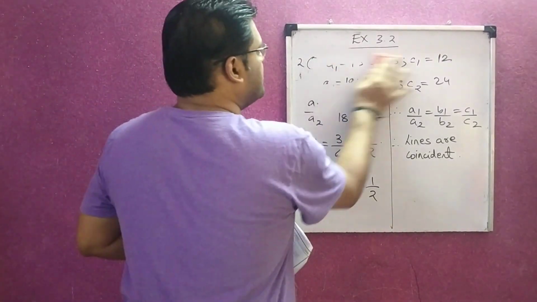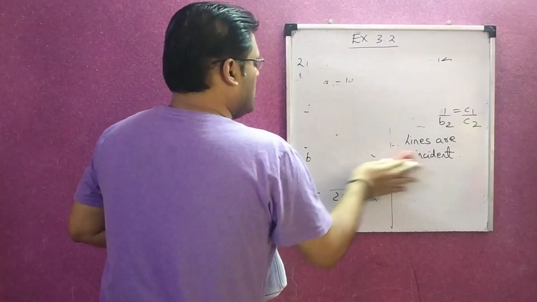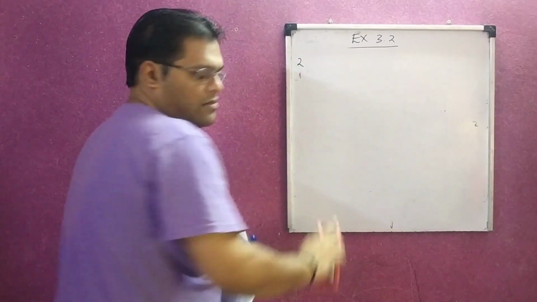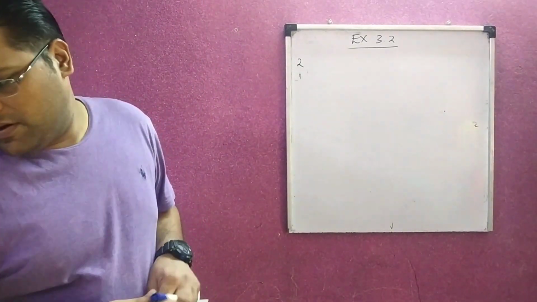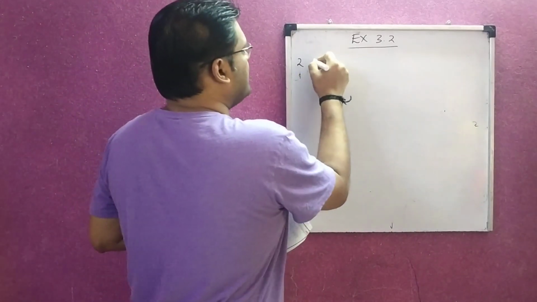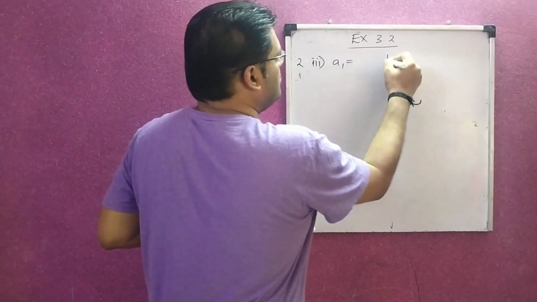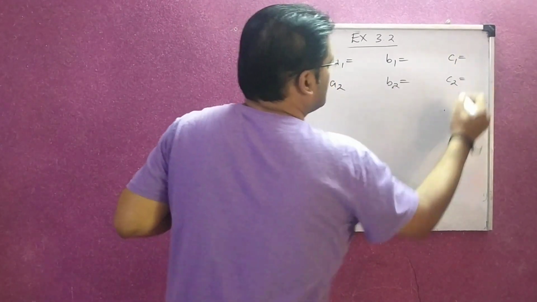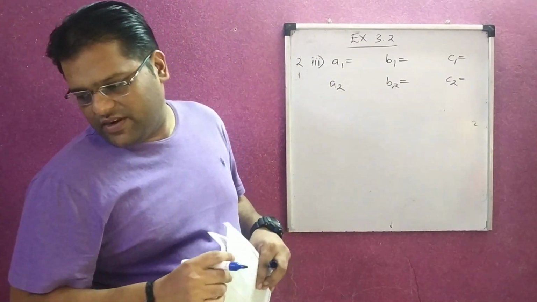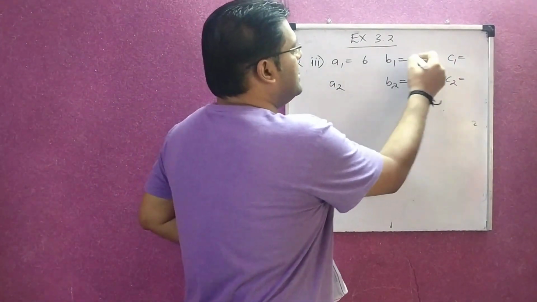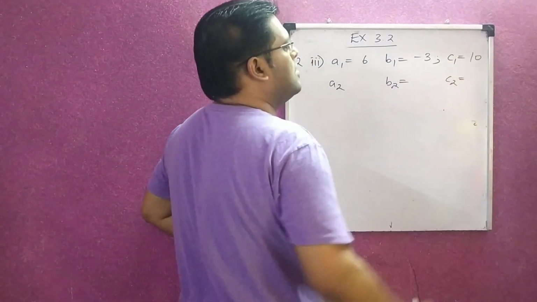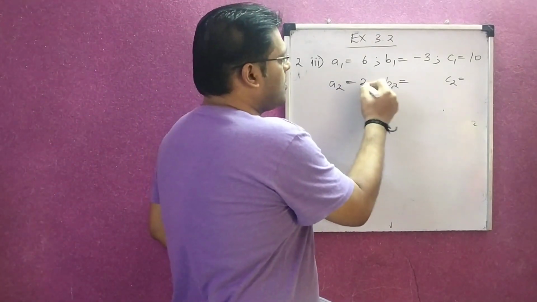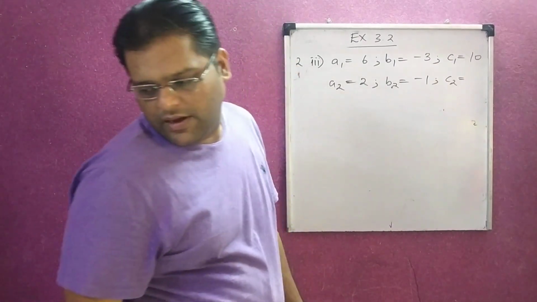Okay, let us proceed to question number 3. In the third equations you have A1, B1, C1. First, the values for A1, B1, C1 will be 6, minus 3 and 10. Values for A2, B2 and C2 are 2, minus 1 and C2 is what?